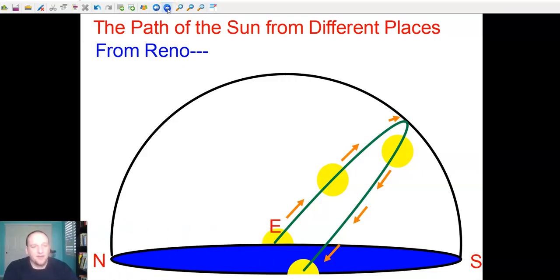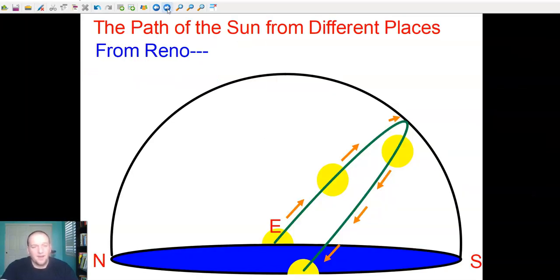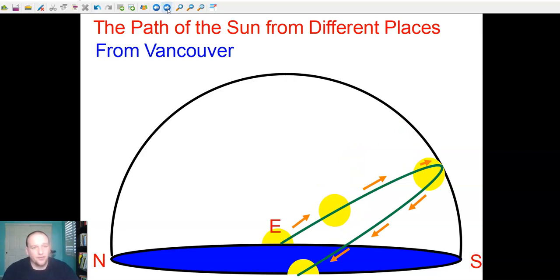So let's imagine, though, instead of going from Reno to the equator, we go from Reno north, and we work our way towards the pole. What would we see then? Well, again, here's our path in Reno, and if we start working our way north, that path, instead of getting perpendicular to the horizon, starts getting closer to the horizon.